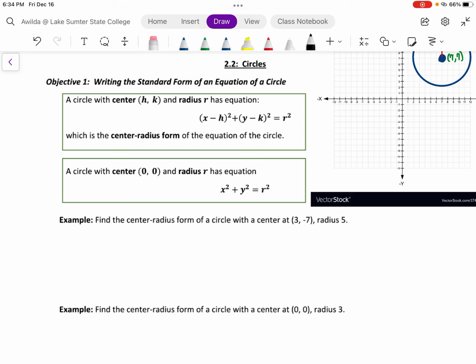In section 2.2, we're going to talk about circles. I have to admit, this is one of my favorite topics to teach, so you might hear a little extra enthusiasm in my voice.